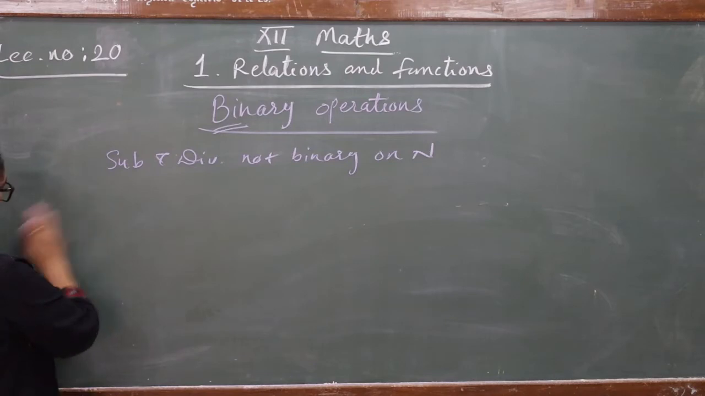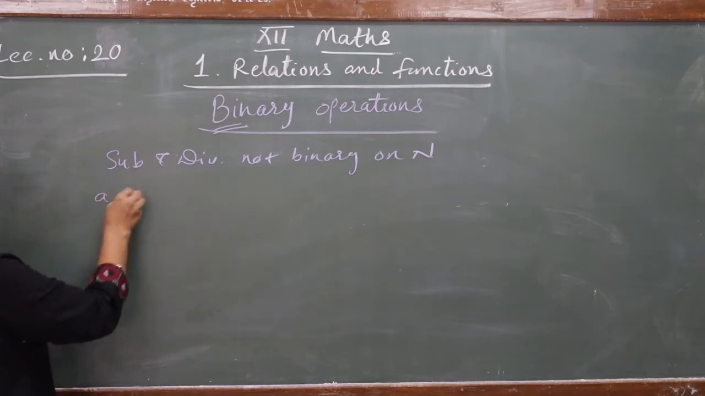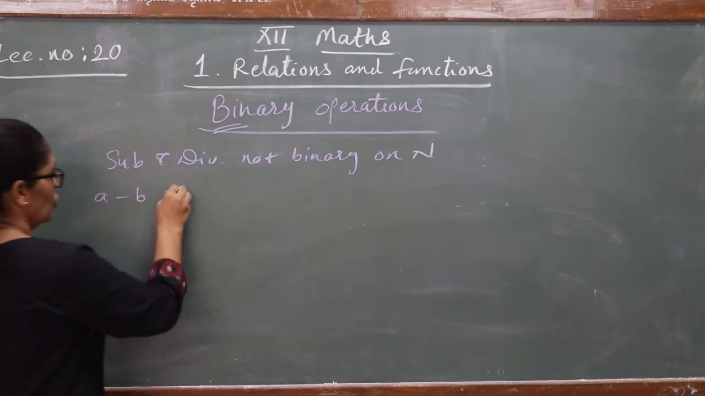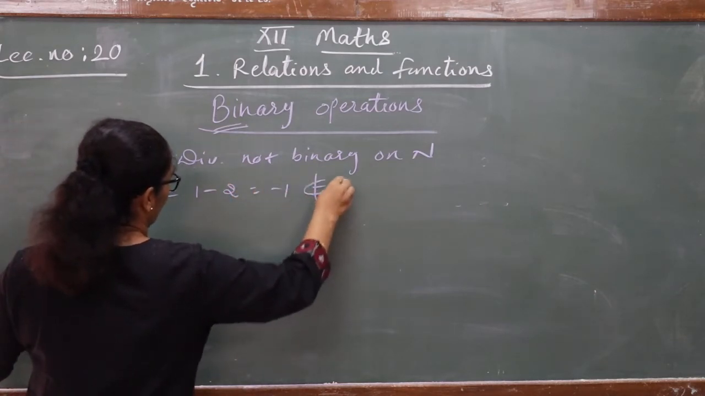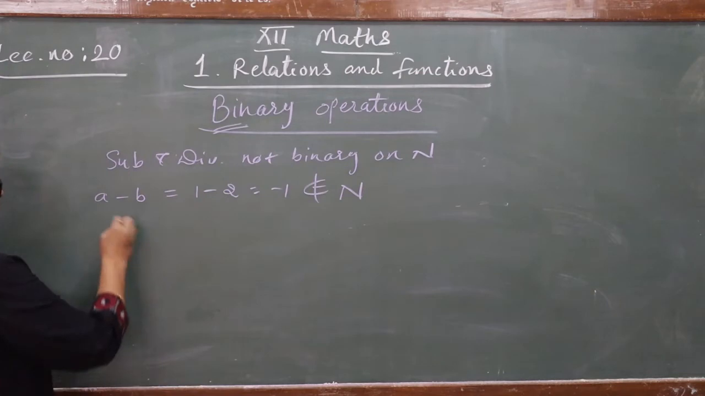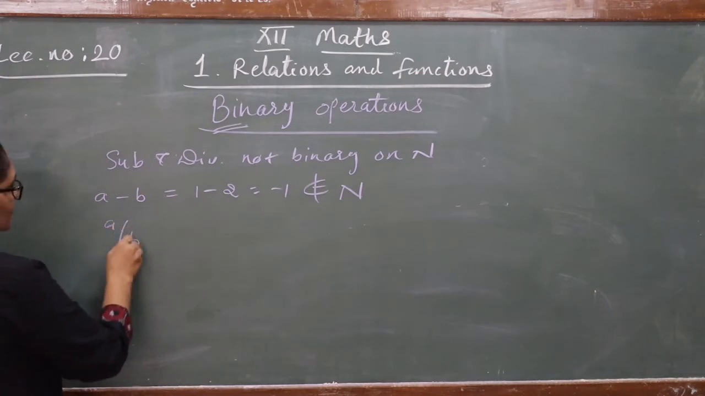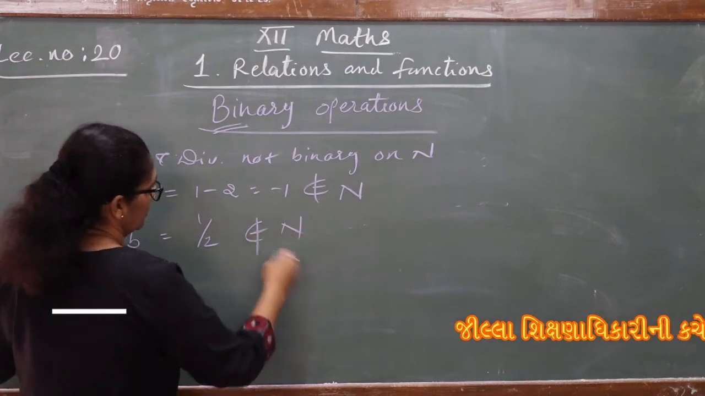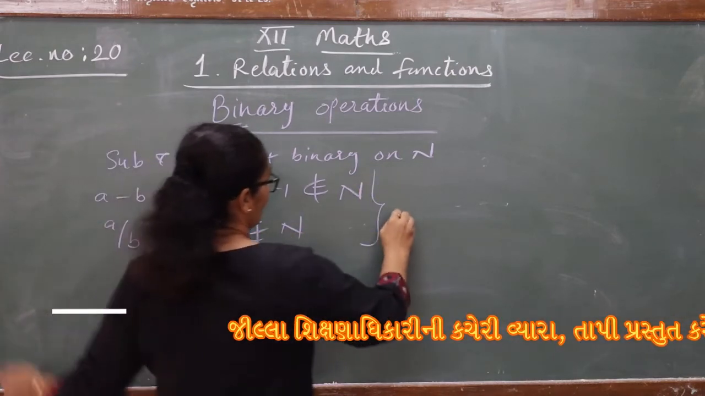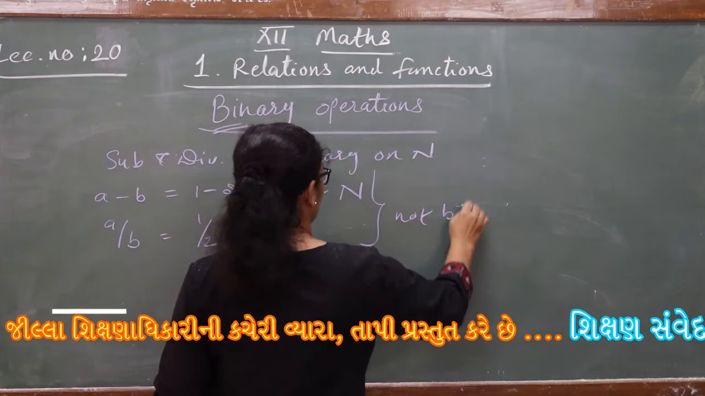So let's take one simple example. A subtraction means A minus B. So we are taking 1 minus 2, then we get minus 1, which is not in N. Similarly, let's take A by B division, meaning 1 by 2, which is also not in N. So from this example it is not a binary operation.